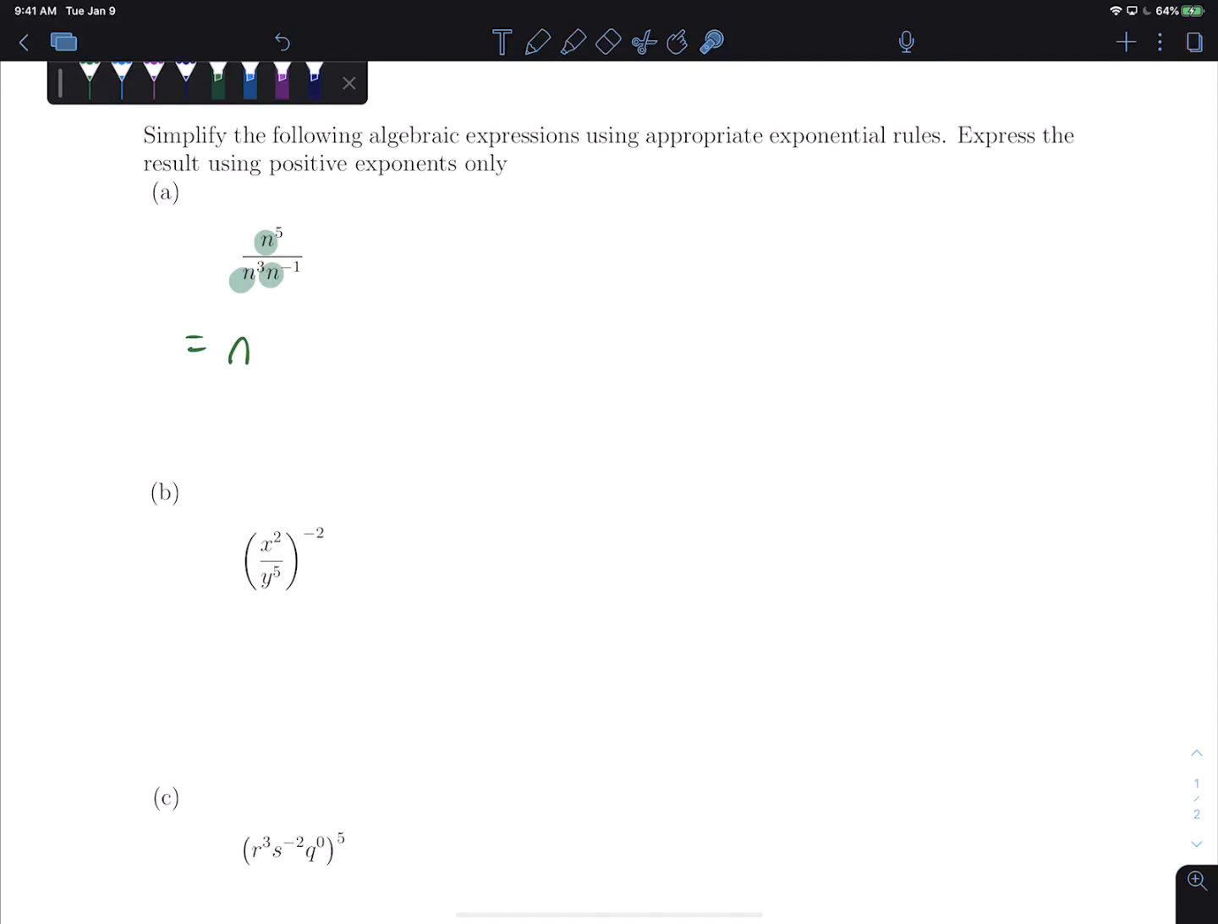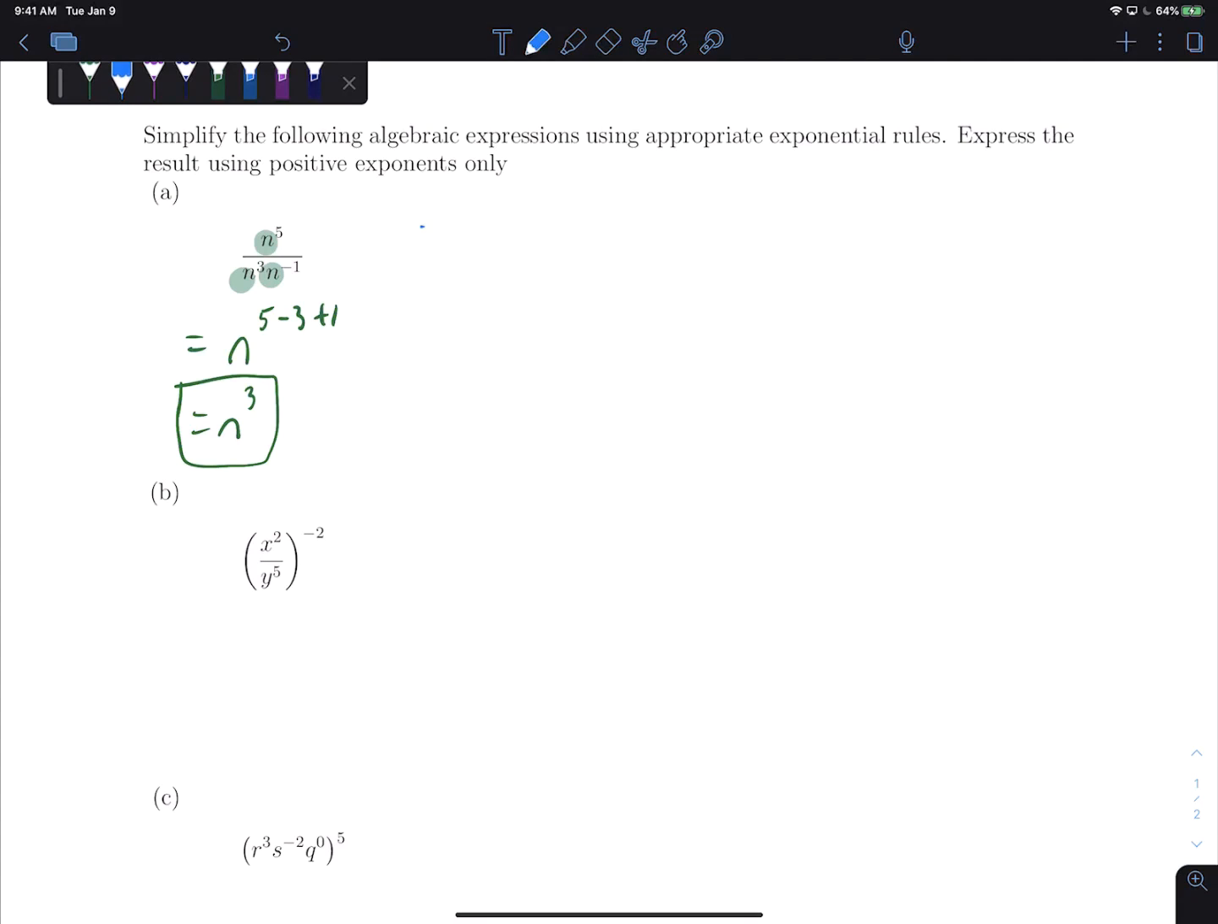So the 5 is in the numerator, so keep it the same sign. The 3 is in the denominator, so change its sign, so minus 3. And then that negative 1 is in the denominator, so change that sign as well. So minus a negative 1 makes that plus 1. And then just simplify. 5 minus 3 is 2, plus 1 is 3. So that makes that n cubed.